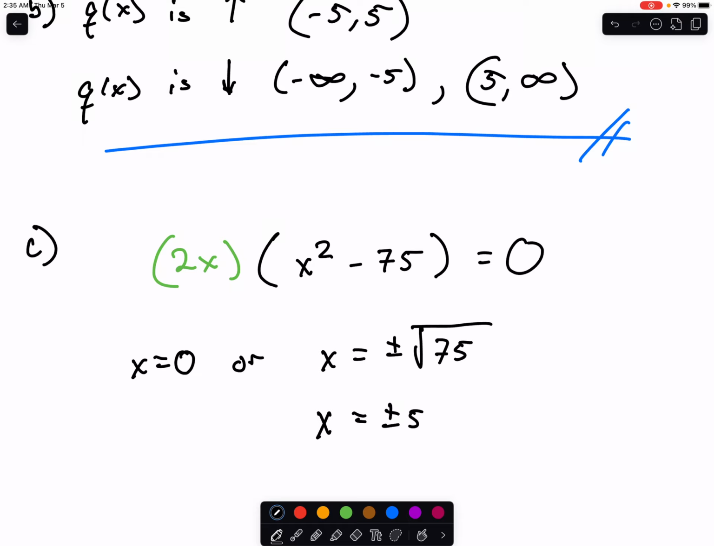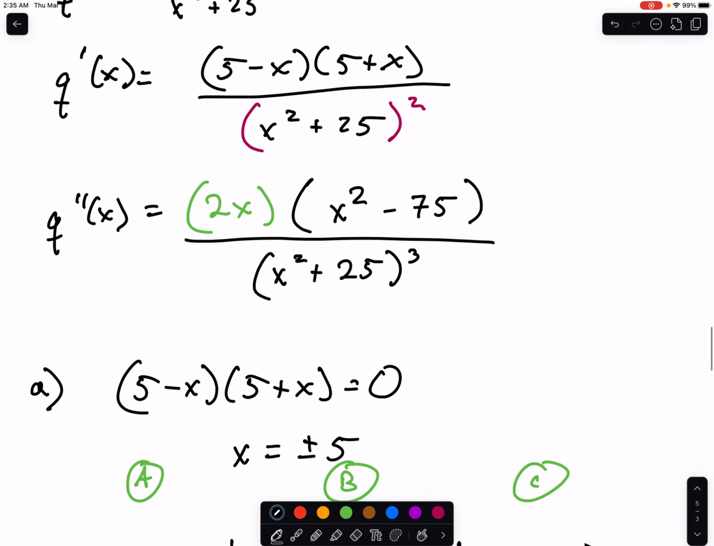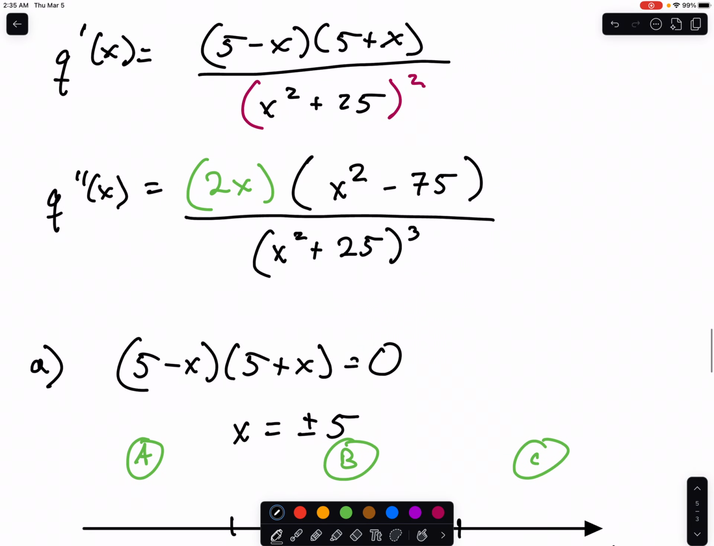Plus or minus 5√3. Okay. So we got a total of 3 critical values from the zeros. Let's see if we can find any x that makes the denominator 0. A fraction is going to be undefined when the denominator is 0. So let's just set this to 0 and solve.